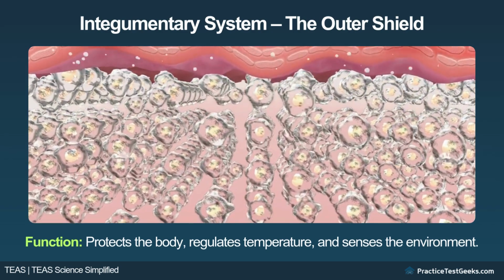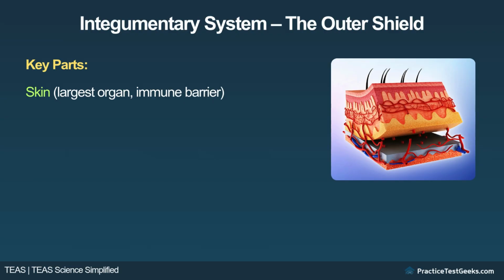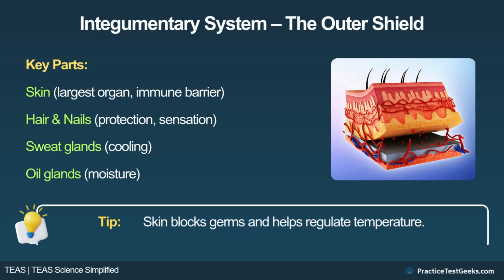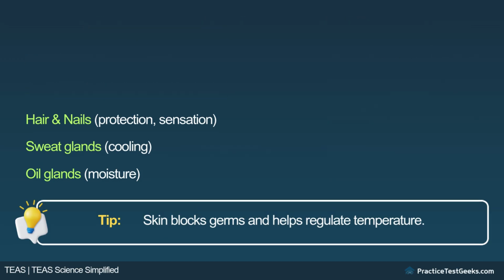This system includes the skin, hair, nails, and glands. The skin, which is the largest organ, protects the body from physical damage and harmful microbes. Hair and nails offer additional protection and support sensory functions. Sweat glands help regulate temperature, while oil glands keep the skin from drying out. Here's your TEAS tip. The skin also plays an immune role. It's a physical barrier that keeps out pathogens.